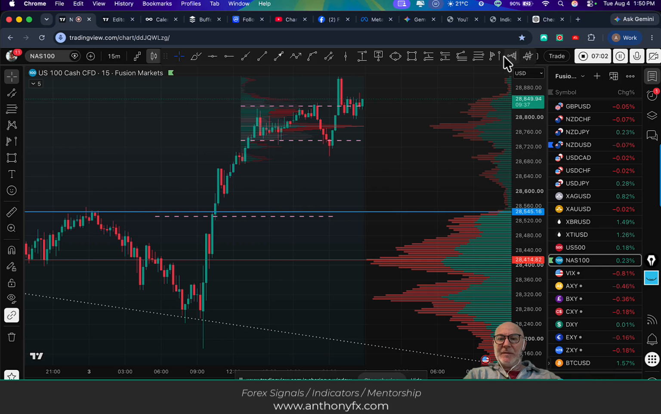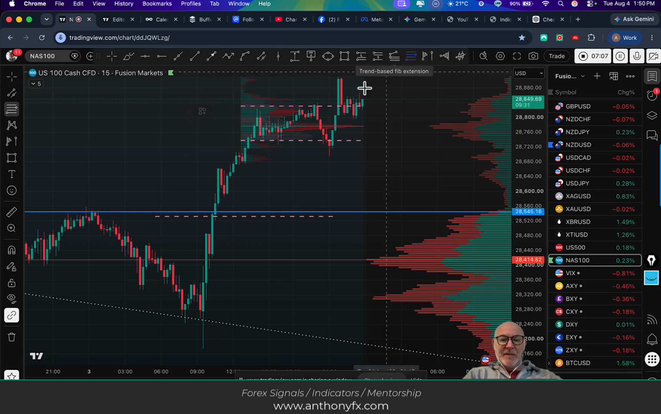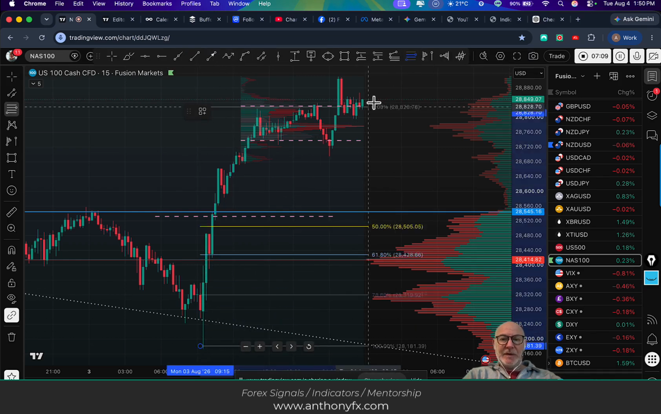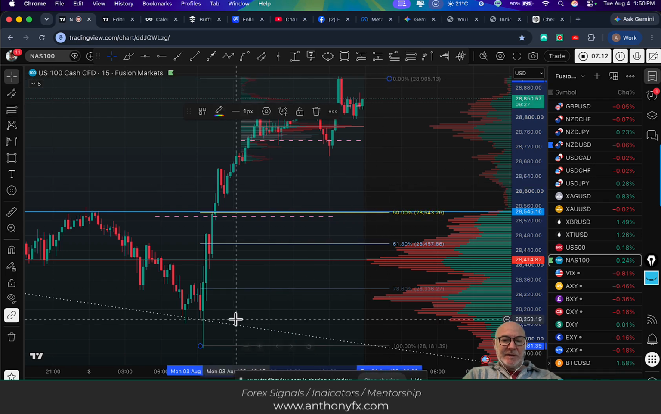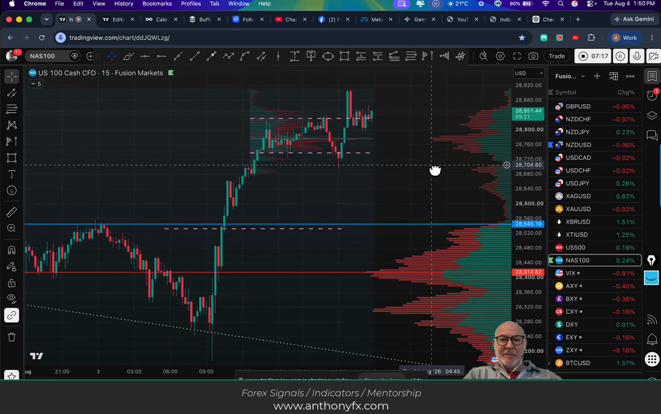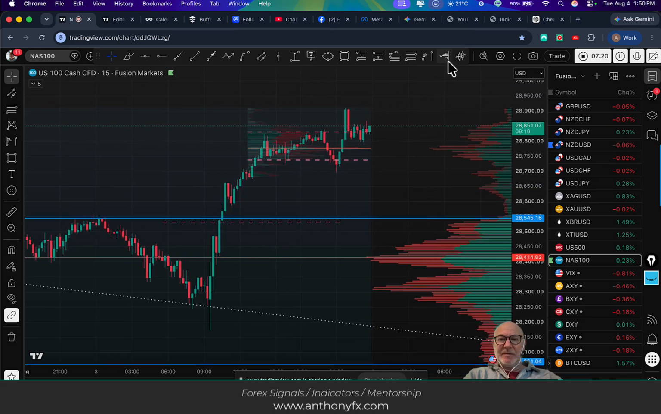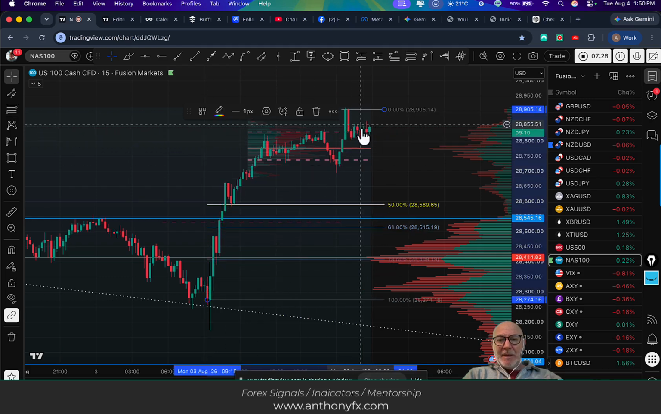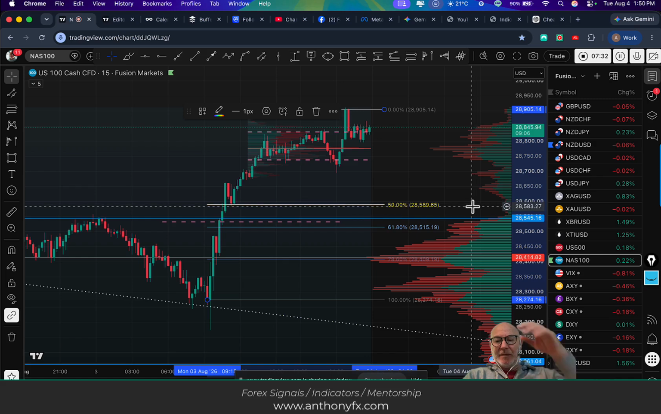If we grab a Fibonacci and pull it from low point to high point, there's a chance that this could come back down into equilibrium. Now, why does it come back to equilibrium? You could pull it from the candle body. The candle body comes back down into, that's what I was talking about here, right? This value gap, fair value gap.